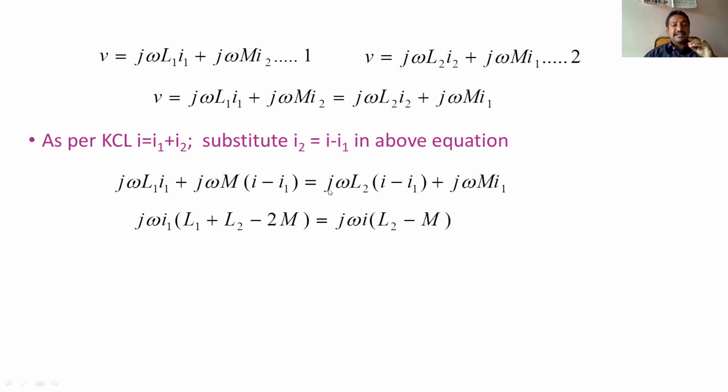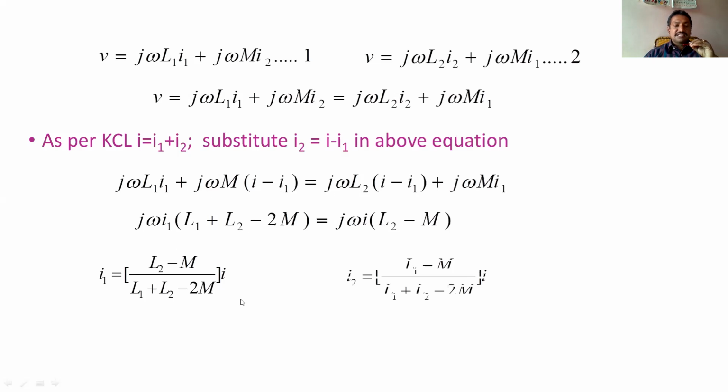The remaining term is I. So what is this? j omega into I L2, and this M comes to this side as minus, so L2 minus M. Therefore, j omega gets cancelled. I1 is equal to L2 minus M by L1 plus L2 minus 2M into I. Similarly, I2, substituting all these terms in place of I1 is equal to I minus I2, we definitely get this equation: I2 is equal to L1 minus M by L1 plus L2 minus 2M.